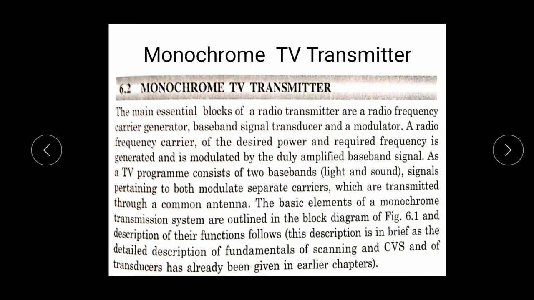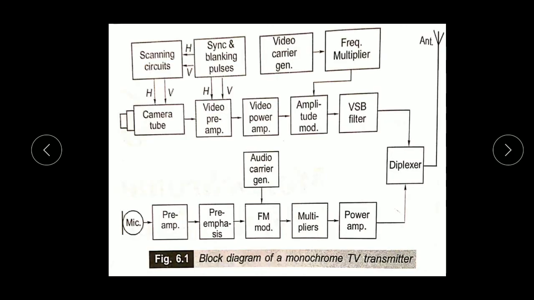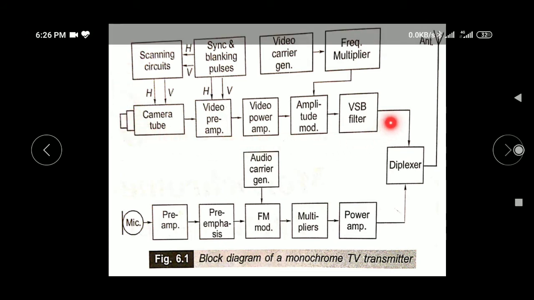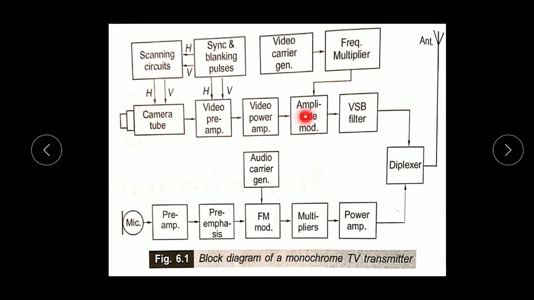The basic elements of the monochrome transmitter system are outlined in block diagram 6.1. This is the basic block diagram of the monochrome TV transmitter. You can see two portions in this diagram. The first portion is used for transmitting the video signal, the second portion is for the audio signal, and the diplexer is used to combine both the audio and video signals and transmit them to the antenna.